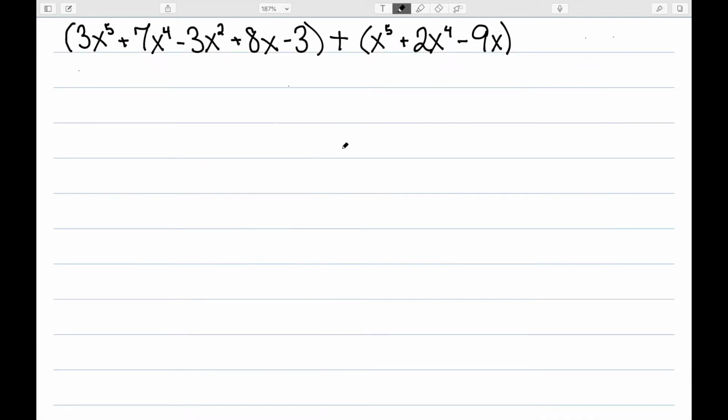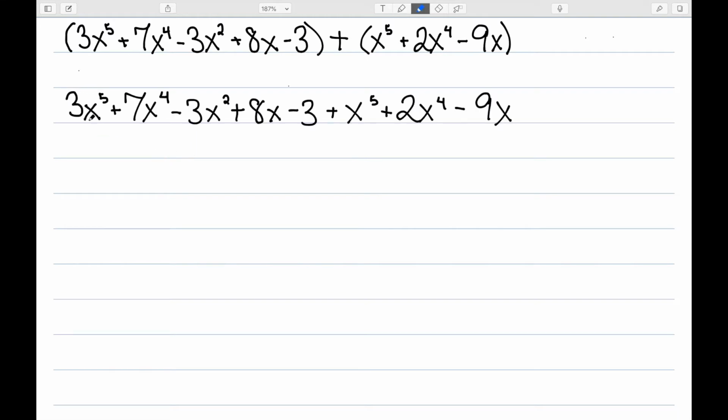I now want to look at adding and subtracting these polynomials. My first step here, the first thing to notice here is I have these parentheses, but since I'm just adding, the order of addition doesn't matter. So these parentheses don't matter. From there, I want to look at like terms. So in particular, things that have the same variable and exponent. We have a 3x to the fifth and an x to the fifth. Adding those together gives me 4x to the fifth.